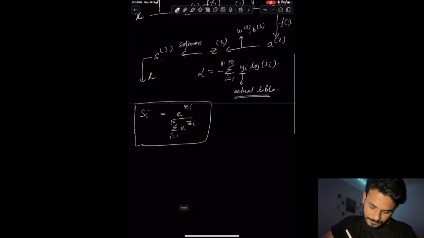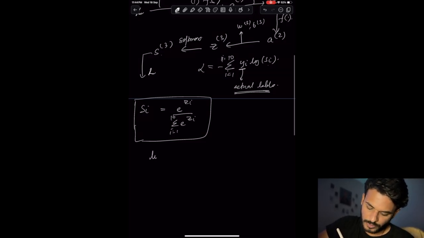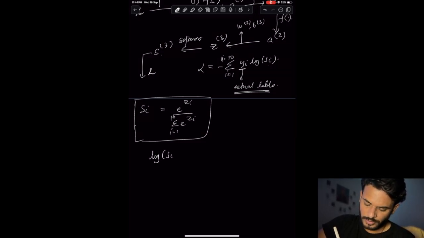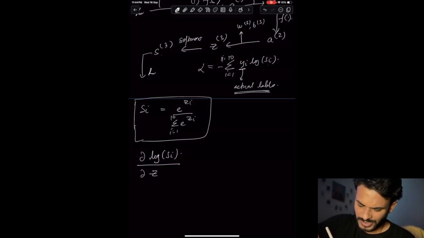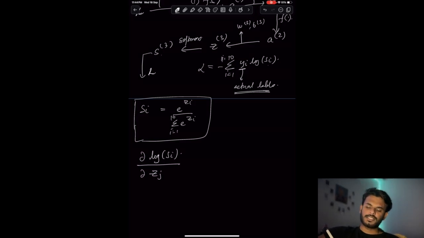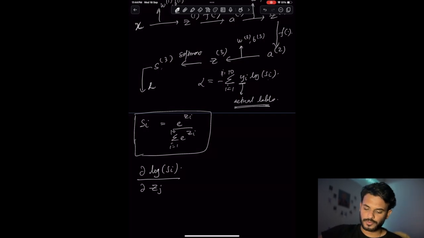So if you see, let's first focus on this particular term, log of si. Let's calculate its differentiation with respect to zj. zj is this particular value and si. So you see there is a direct relationship between both of these two, so we can use derivatives.